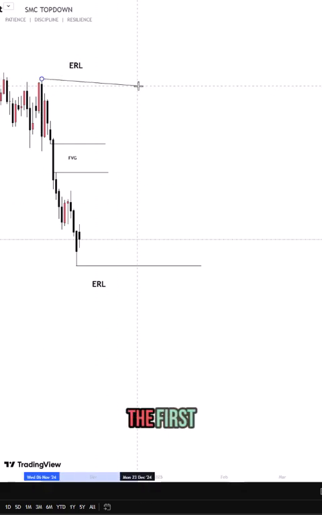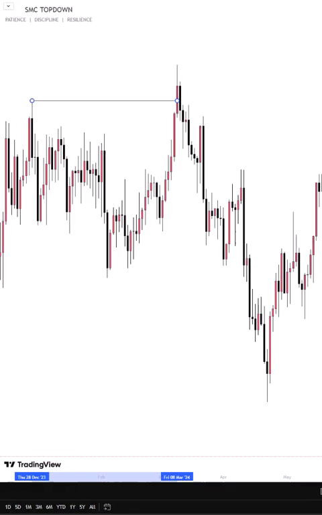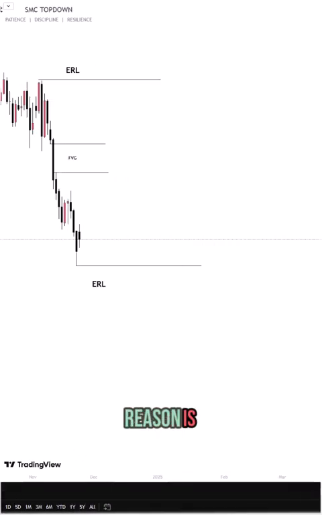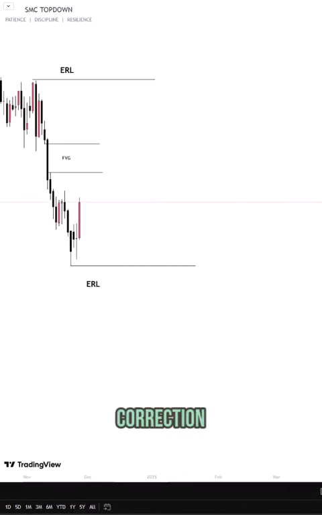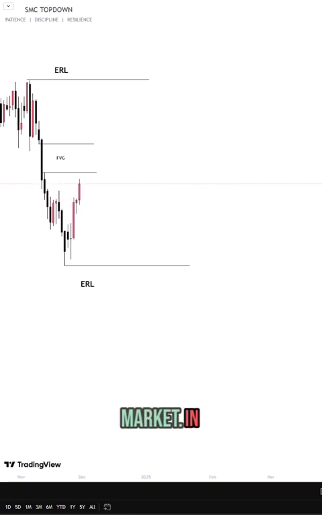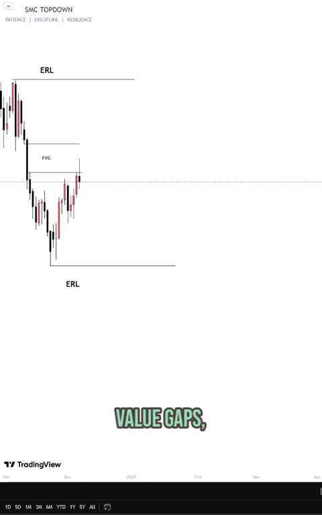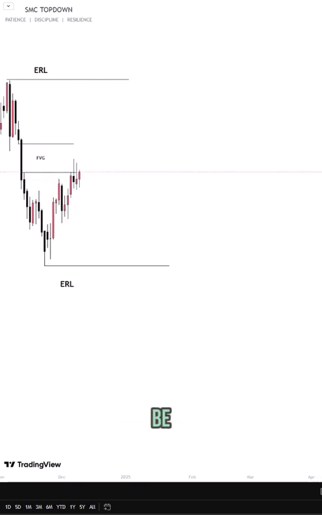The first one is to sweep liquidity, which is the buy side and sell side liquidity. And the second reason is connected with the correction phase of the market. In the correction phase, the market balances fair value gaps and collects all the pending orders waiting to be executed.